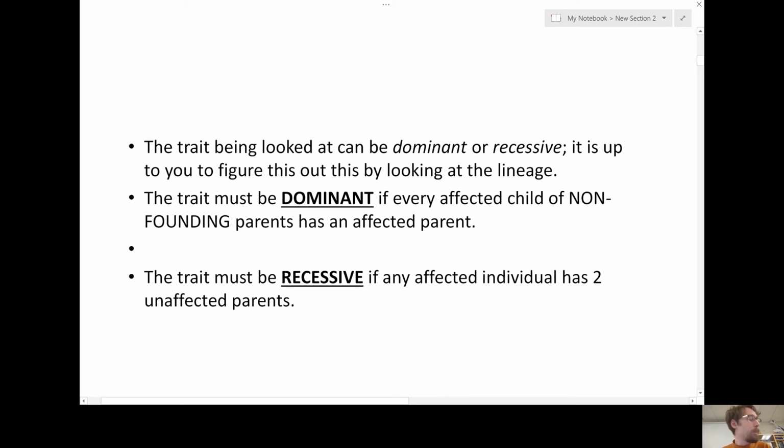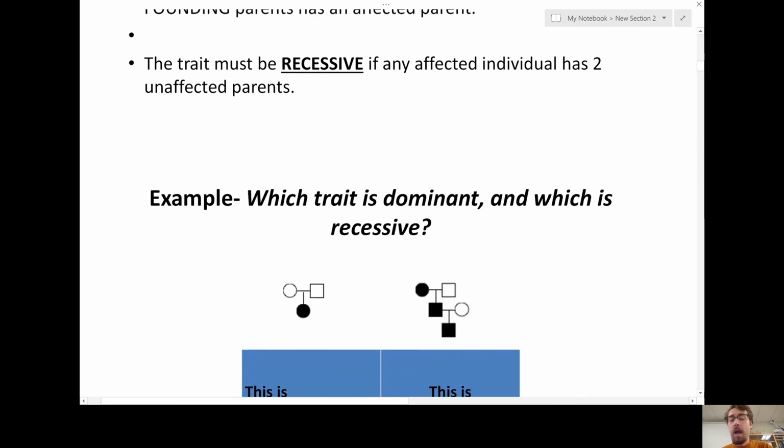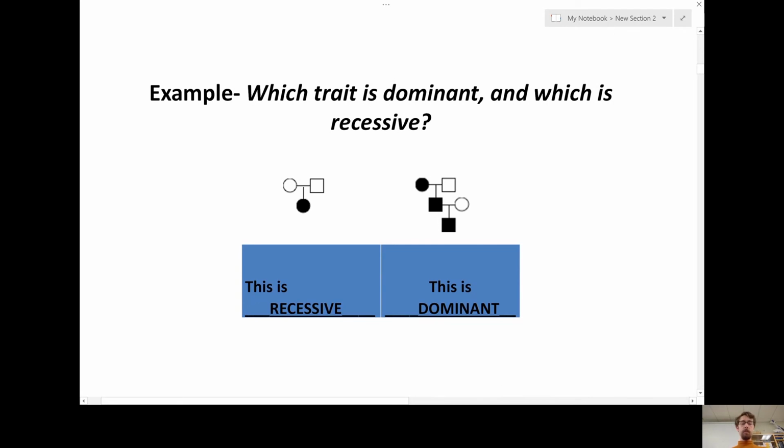I've got a couple of examples that can show how this works. The mini pedigree on the left has two unaffected parents, and their child is affected by the trait. You can see that both parents would be carrying a recessive gene, and their offspring has the two recessive alleles. So this would be a recessive trait.